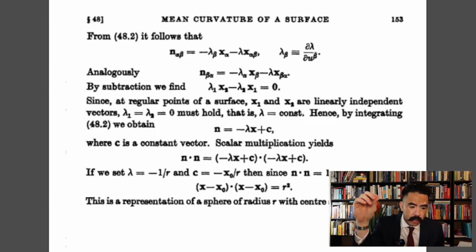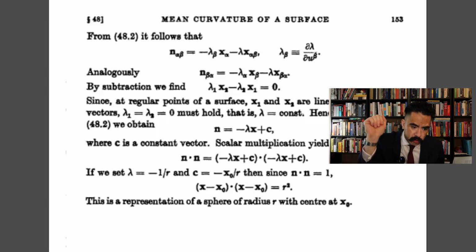Hence, by integrating the previous relation for n_α, we obtain that n equals −λ x + c, where c is a constant vector. Scalar multiplication yields that the scalar product of n with n is equal to the scalar product of the quantity (−λ x + c) with itself. If we set λ equal to −1/r and c equal to −x_0/r, then since the scalar product of n with itself is equal to 1, the scalar product of the quantity (x − x_0) with itself is equal to r². This is a representation of a sphere of radius r with center at x_0.